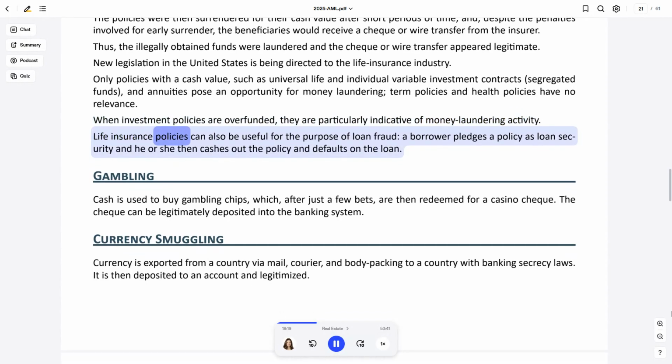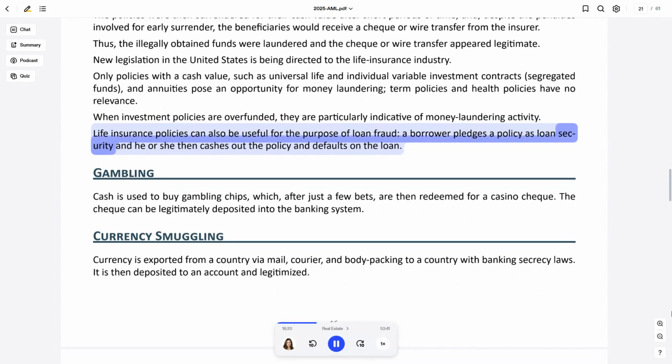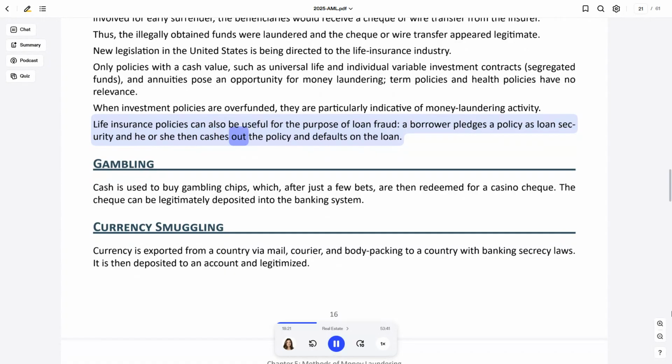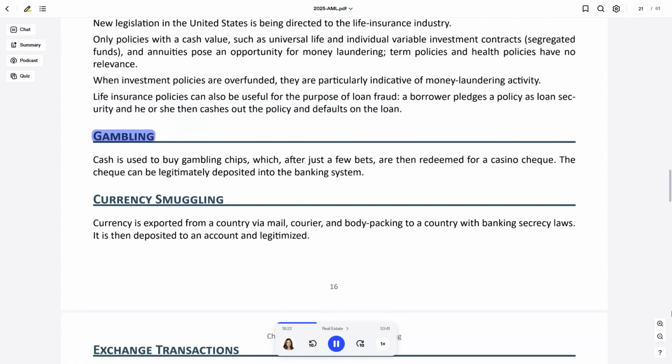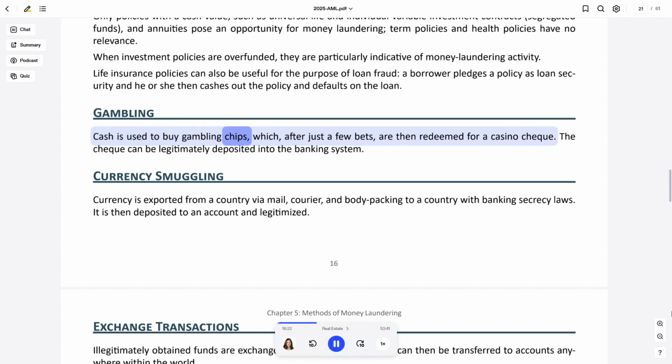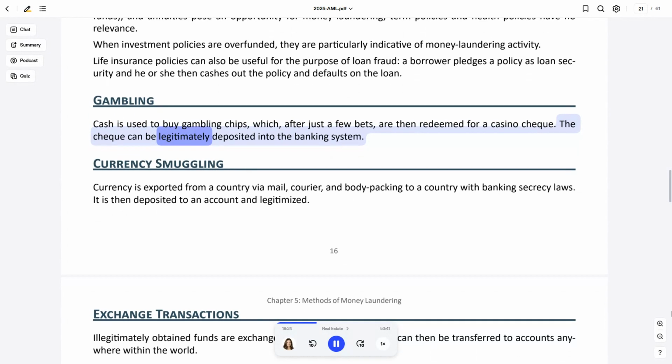Life insurance policies can also be useful for the purpose of loan fraud. A borrower pledges a policy as loan security, and he or she then cashes out the policy and defaults on the loan. Gambling. Cash is used to buy gambling chips, which, after just a few bets, are then redeemed for a casino check. The check can be legitimately deposited into the banking system.